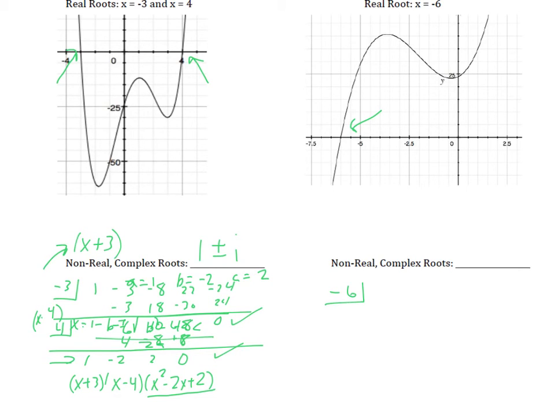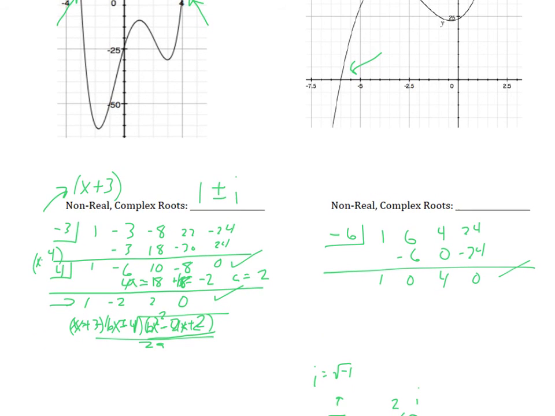We're going to divide that 1, 6, 4, 24. 1, negative 6, 0, 0, 4, negative 24, 0. Okay, it worked. It is a 0. Now, what's left over are going to be the coefficients of a quadratic. So, if I'm going to write everything out, right now we've got x plus 6 times x squared. Now there's no middle term here, so it's really just plus 4.